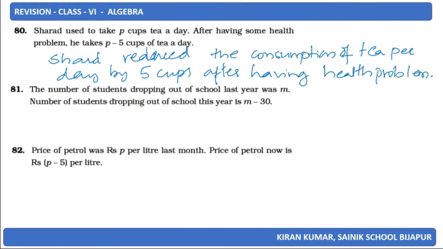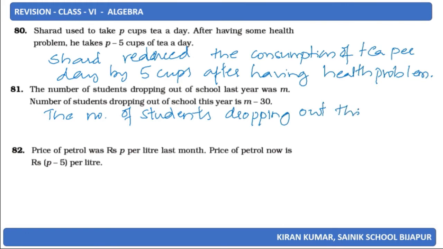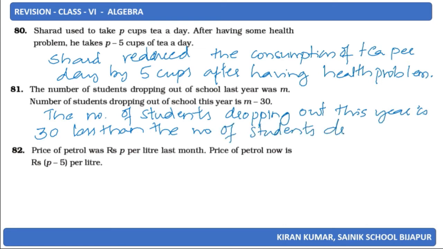81st. The number of students dropping out of school last year was m. The number of students dropping out of school this year is m minus 30. The ordinary statement would be: the number of students dropping out this year is 30 less than the number of students dropped out last year.